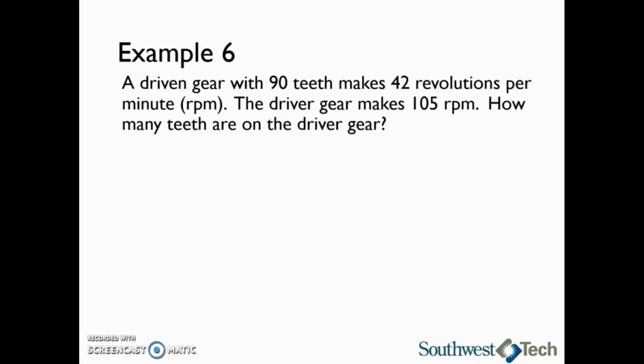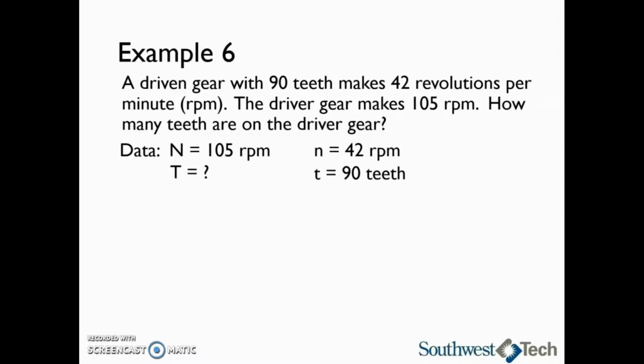Let's take a look at an example using our basic formula. A driven gear with 90 teeth makes 42 revolutions per minute, or RPM. The driver gear makes 105 RPM. How many teeth are on the driver gear? First, we will carefully write down all of the pieces of information we are given. We know the angular velocity of the driver gear is 105 RPM, the angular velocity of the driven gear is 42 RPM, and the driven gear has 90 teeth. We want to find capital T, the number of teeth on the driver gear.